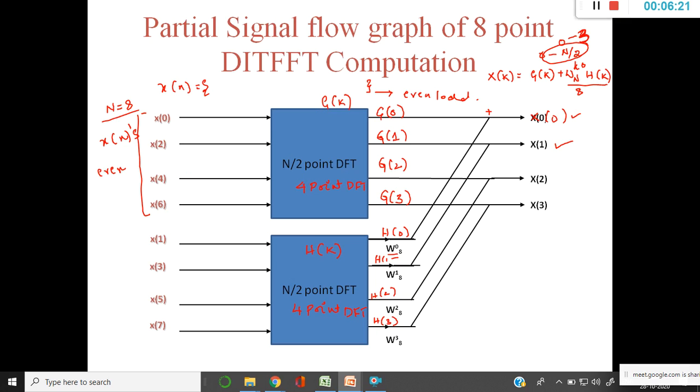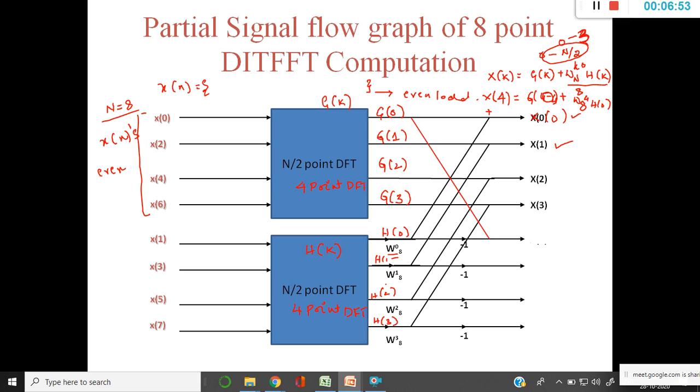So x of k is nothing but g of k minus n by 2. G of k minus n by 2 means x of 3 equal to how much? X of 4 equal to how much? It is nothing but g of 4 minus n by 2, which is again g of 0 plus w8 to the power of 4 h of 0. So this signal x of 4 is nothing but h of 0 multiplied with w8 to the power of 4.